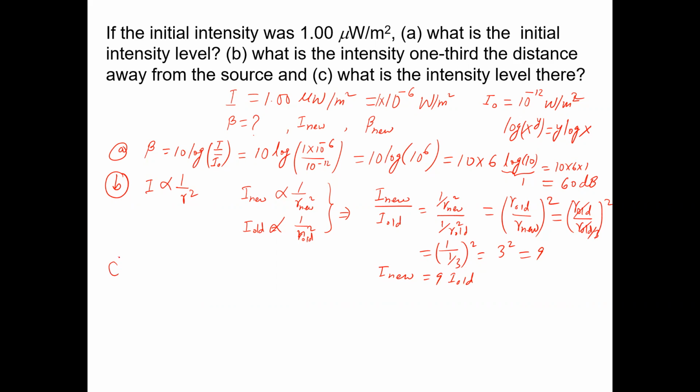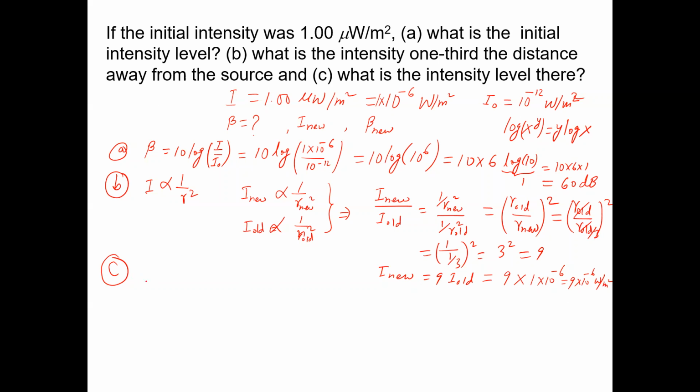So we now move to problem number C. At that point, in the new intensity level, we have to calculate the value of intensity level, which is measured in decibel. I can also calculate intensity in terms of numerical value. 9 is given. I old we already have as 1 times 10 to the power negative 6 watt per meter square. That is 9 times 10 to the power negative 6 watt per meter square.